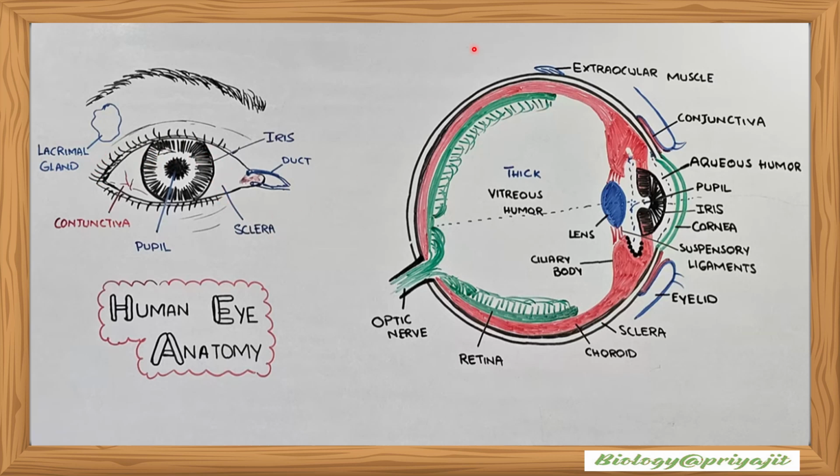This is the sclera, the tough white outer layer. This is the pupil, the central black opening that controls the entry of light. The iris is the colored part of the eye that adjusts pupil size. This is the iris and this is the pupil.